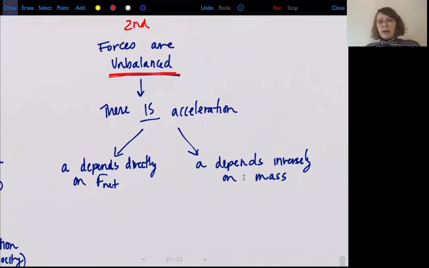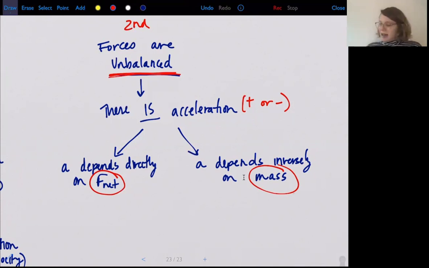So when the forces are unbalanced, there is an acceleration. The object is accelerating. That acceleration could be positive or negative, right? We could be speeding up or slowing down. It has to be one or the other. It can't be both, obviously. And the acceleration, whether it's speeding up or slowing down, or how big or how gradual the acceleration is, depends directly on net force and inversely on mass. Okay, so let's talk now about what I mean by that. We're going to look at the relationship between force and acceleration, and then the relationship between mass and acceleration.